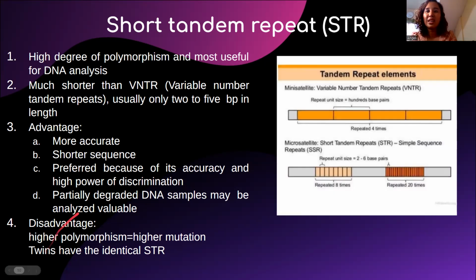And so this is your VNTR. It's also called minisatellite, microsatellite for tandem repeats. Satellite is like a segment. So for example here, it's repeated 8 times. This one repeated 20 times. This one, repeated 4 times. So it's somewhat long, this variable number of tandem repeats.